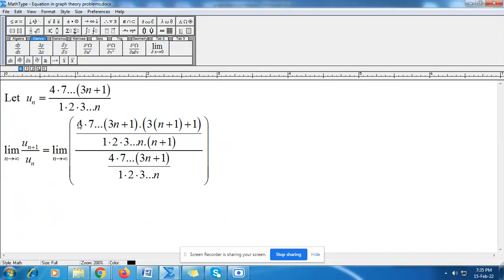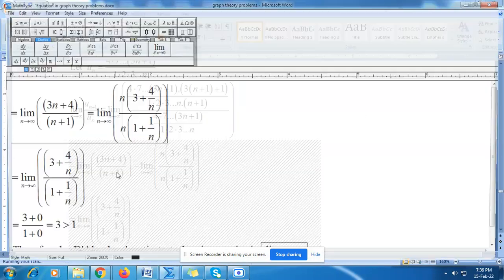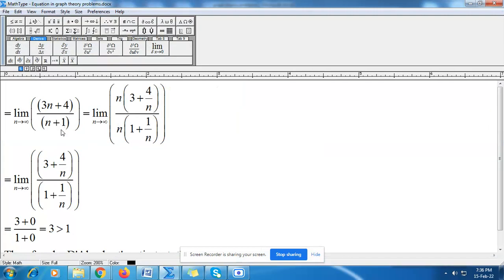What happened? 4, 7, 3n plus 1 in numerator and 4, 7, 3n plus 1 in denominator got cancelled. We have 3 into n plus 1 plus 1, that is 3n plus 3 plus 1, 3n plus 4 by n plus 1. Remaining terms got cancelled. Also 1, 2, 3 so on n in numerator and denominator got cancelled. Those are all in product. So remaining we have 3n plus 4 by n plus 1.